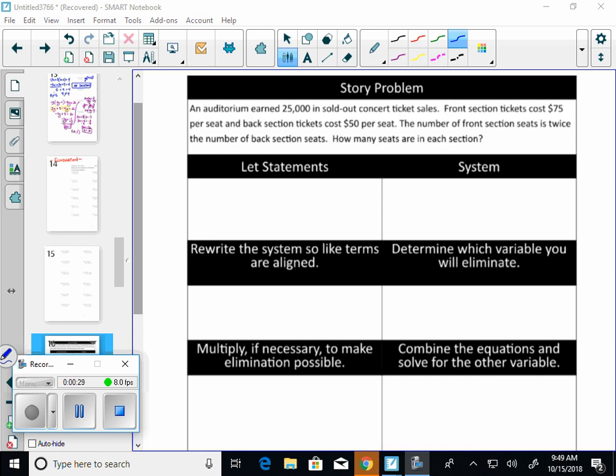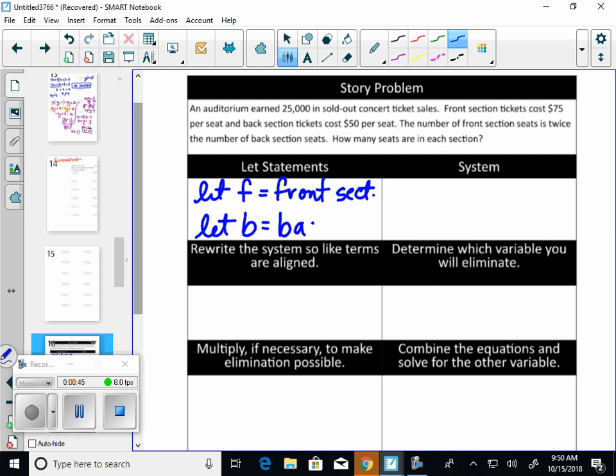So I'm going to get you going on this one. I want you to let F equal the front section. And I want you to let B equal the back section. And everything we do at this point is going to just involve those two letters. So I know some things.